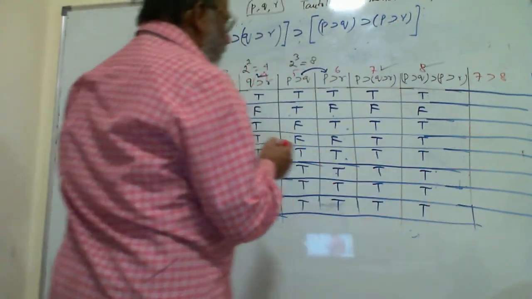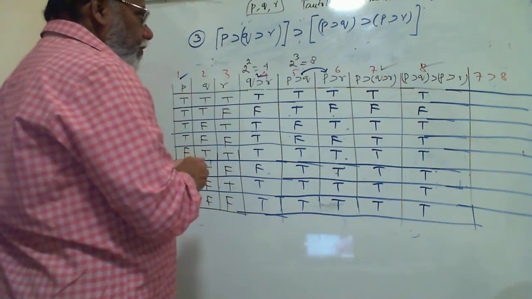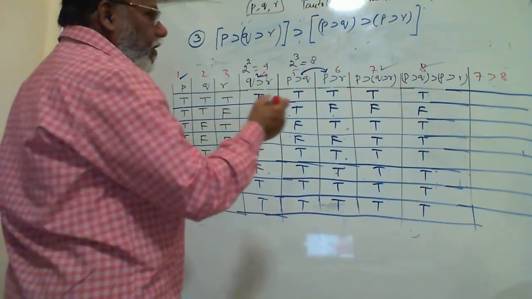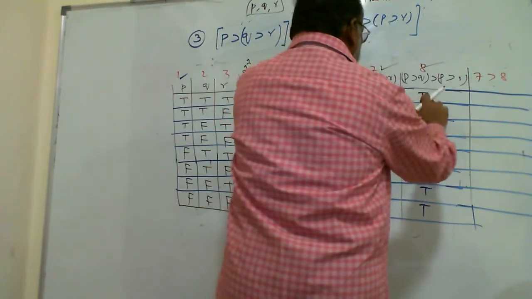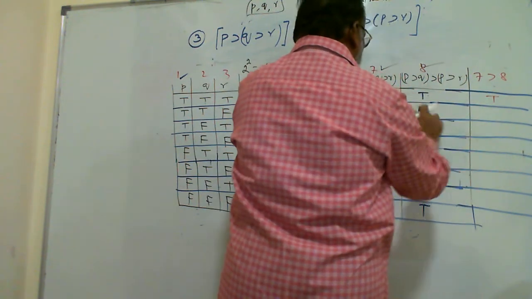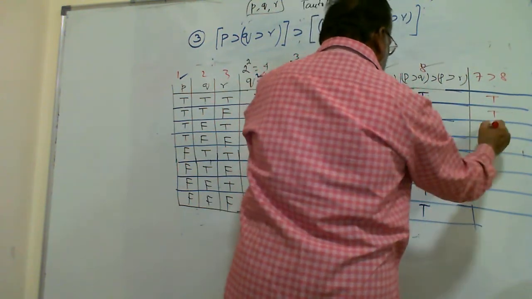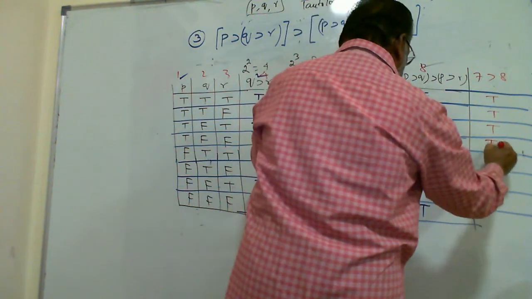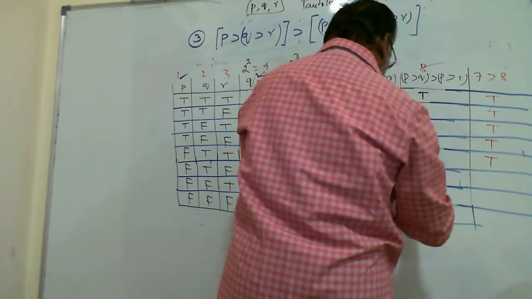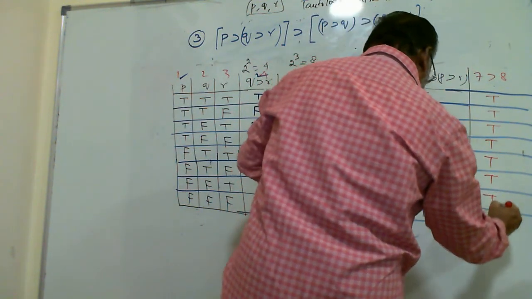Okay? So we will be now using again here. So 7 and 8 are side by side. So this is true and true, it is true. F and F is true. True and true is true. True and true is true. True and true is true. This is true. This is true. This is true.